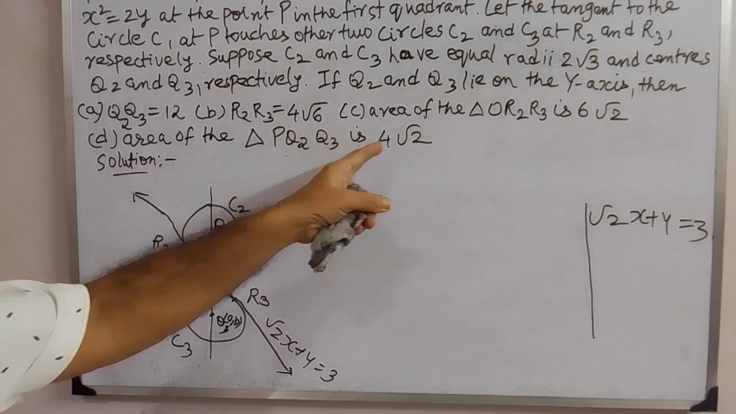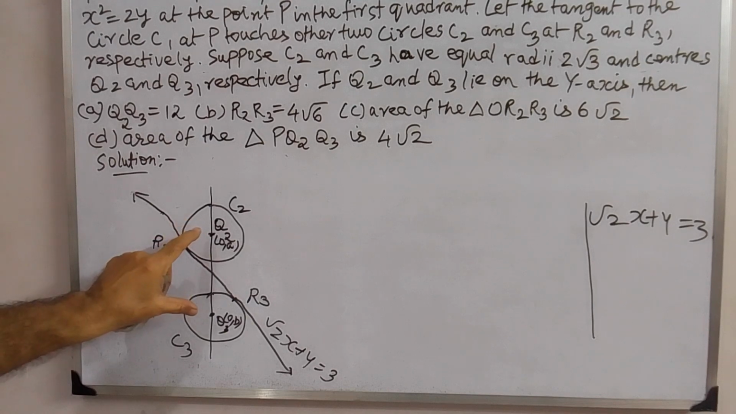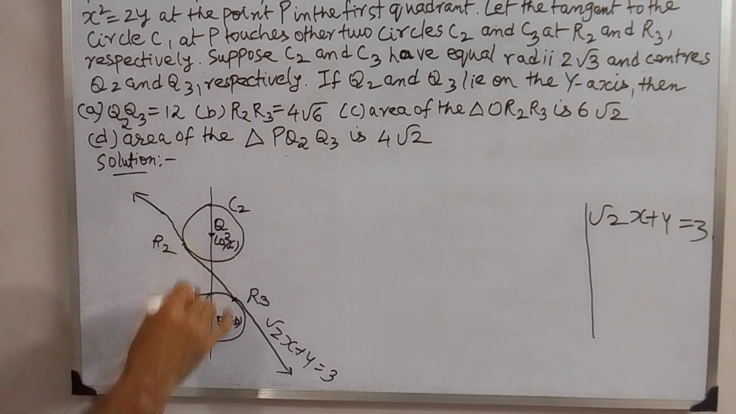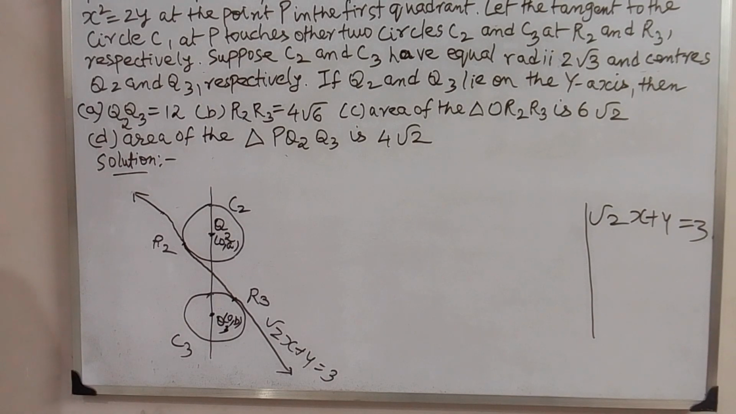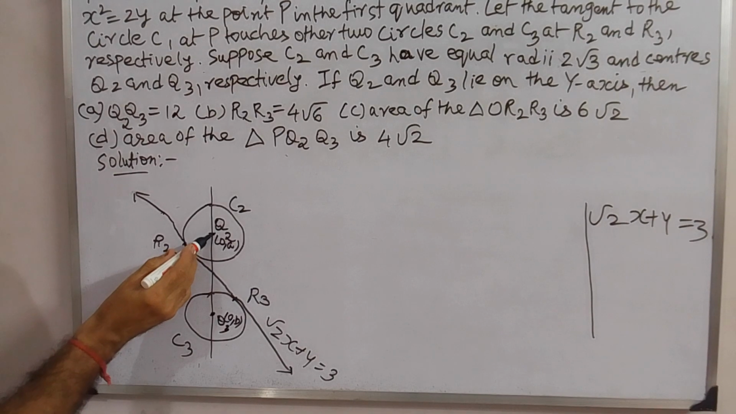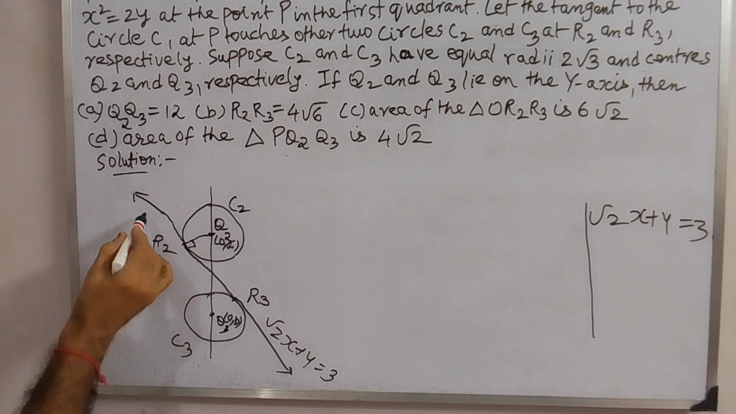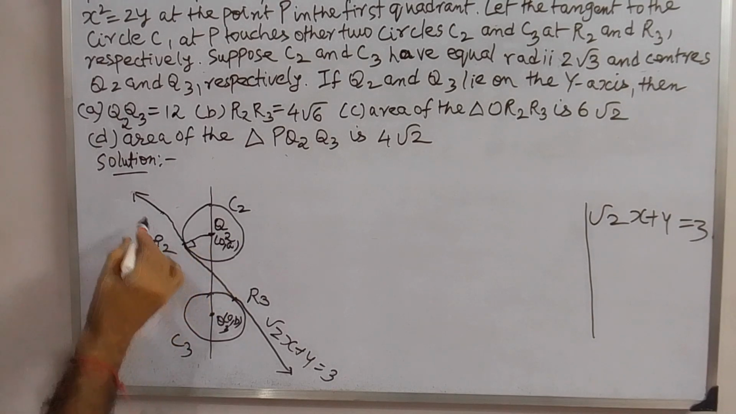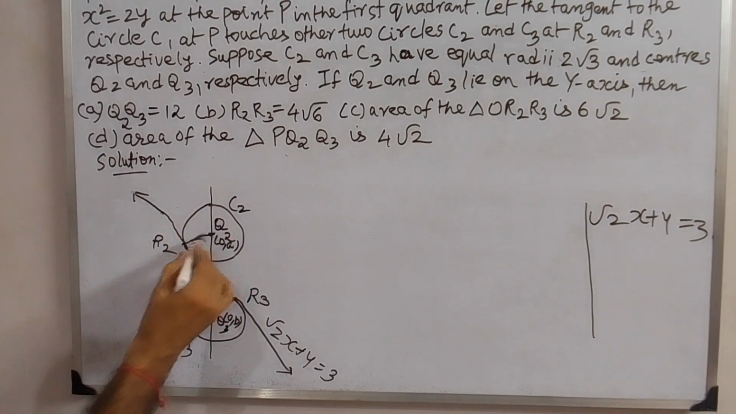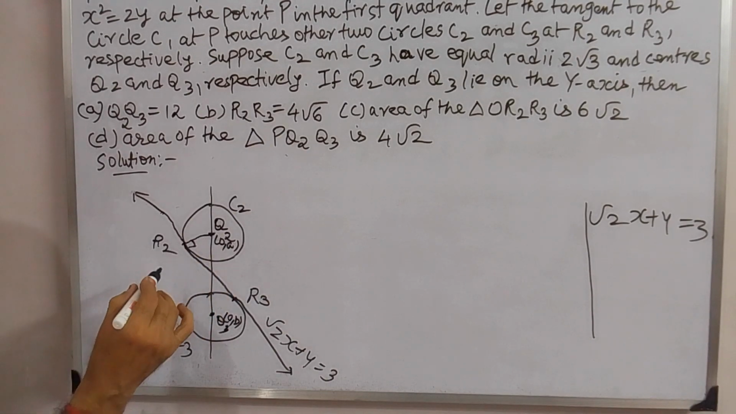Now we have to find the answers to these options. Here the distance Q2Q3 is asked, so we have to first find out the coordinates of Q2 and Q3. How will you find the coordinates of Q2 and Q3? See here. If I join the center of the circle with the point where the tangent is meeting the circle, that will be the radius of the circle, because the radius is perpendicular to the tangent. So this will be perpendicular.